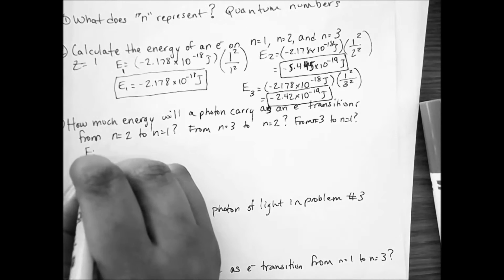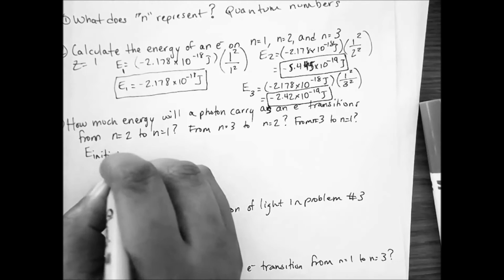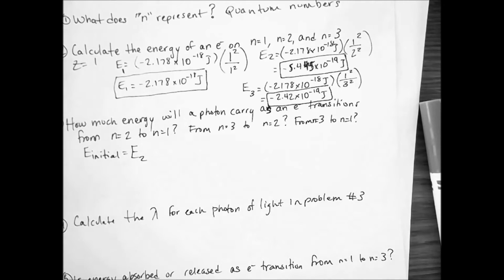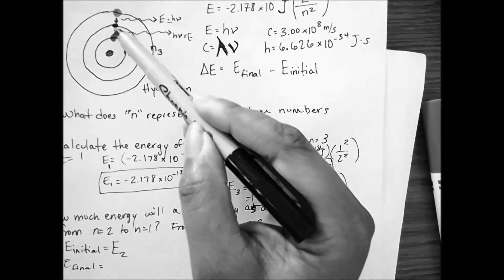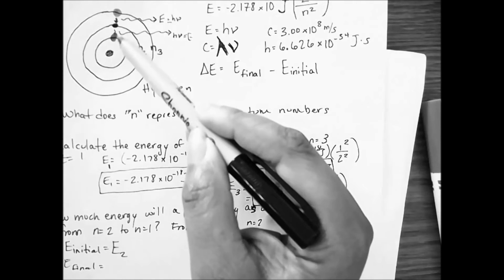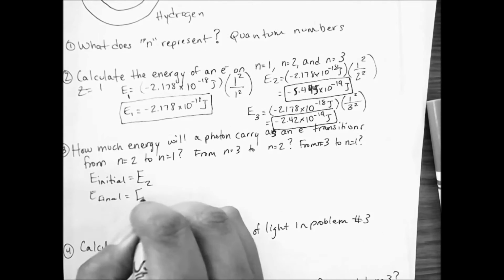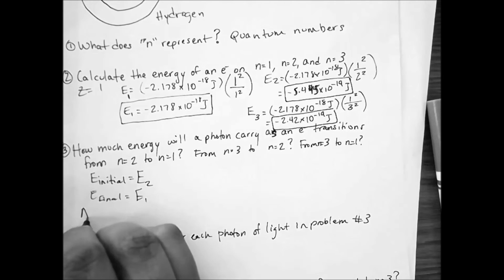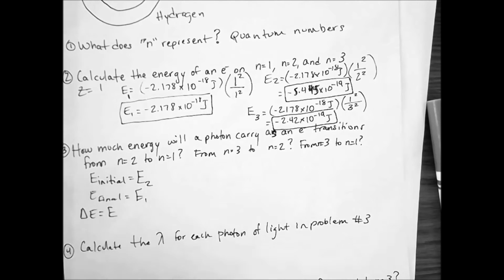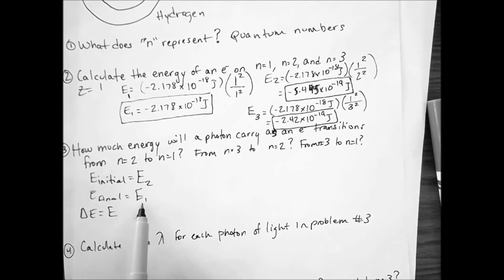So E initial would be the energy of the second ring, because we're starting on the second ring. E final is where we're going to go. We're going from the second ring to the first ring. So the final position would be the first ring. So delta E is going to be E final, which we're saying is now E1, minus E initial, which is E2.